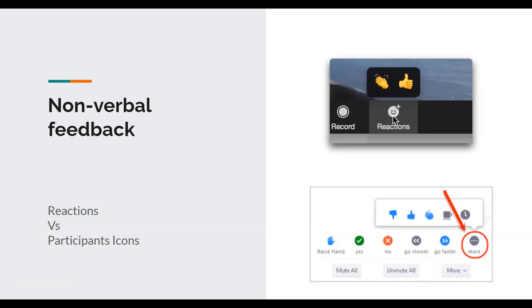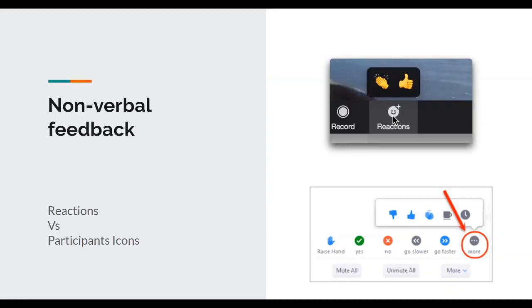In that toolbar that we were looking at, one of your options is the reactions button, and it's just a little smiley face with a plus sign over it that says reactions. From there, you can select a thumbs up or an applause. This is really nice because it will appear for just 5 seconds. So it's a nice short way for someone to give an indication of whatever it is that you choose to use those reactions for. But it also goes away on its own.